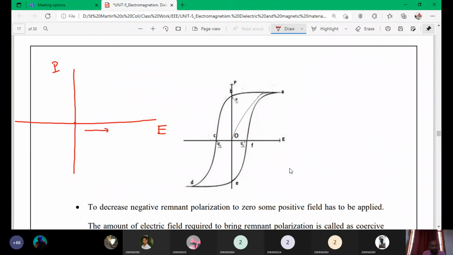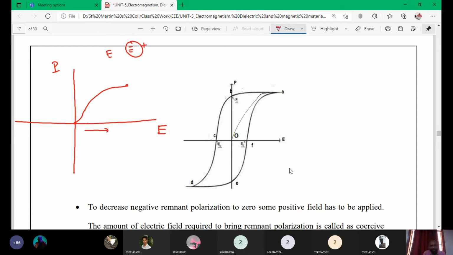You first apply some electric field, then you can see some polarization. You keep increasing the field, the polarization increases, and it reaches saturation. After that, once you have applied the electric field, all charges are separated.